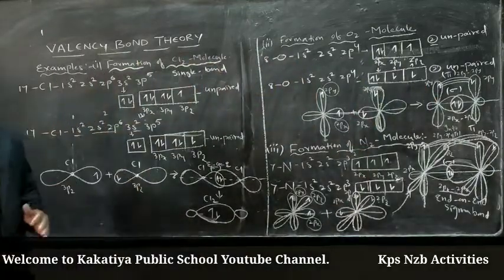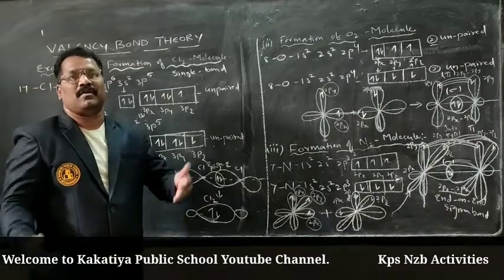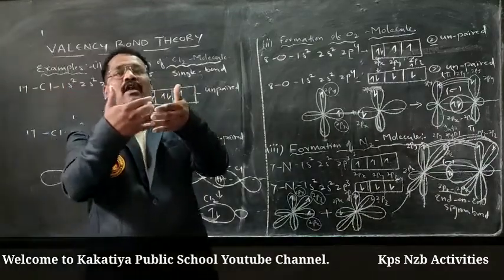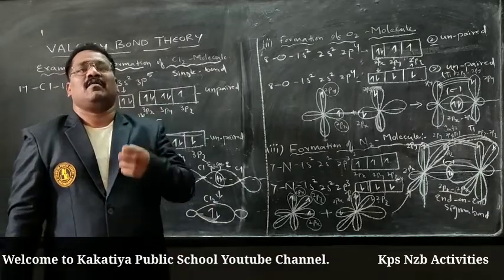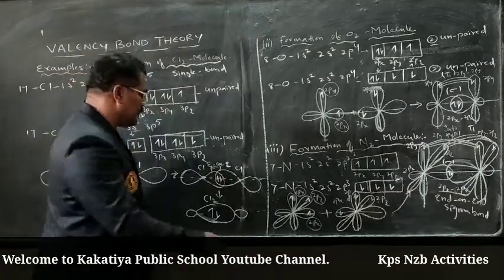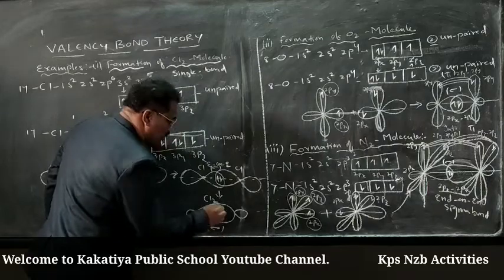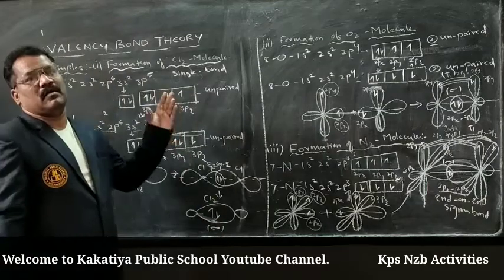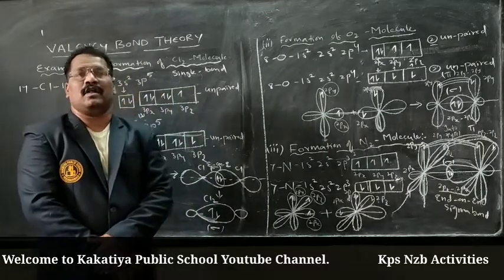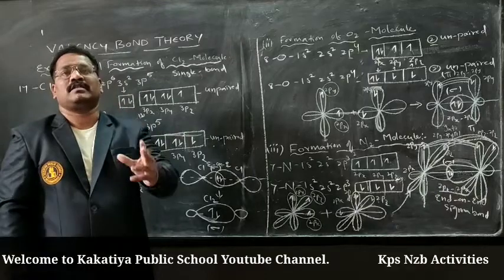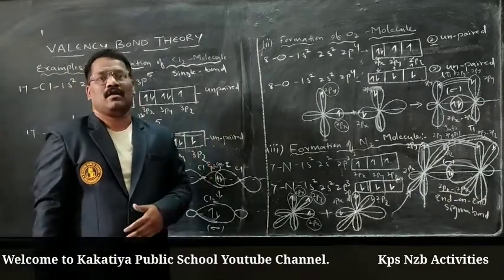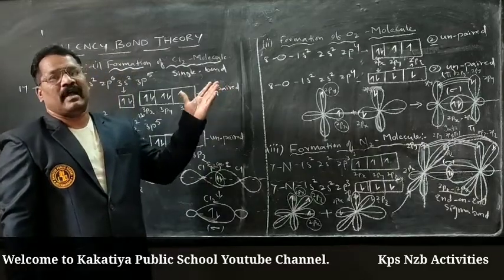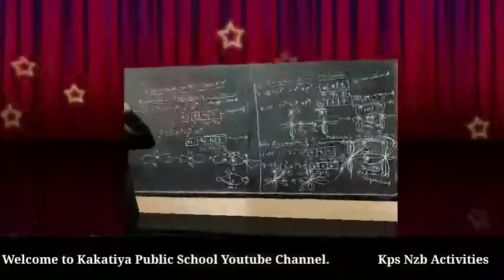When it comes to the chlorine molecule, only one bond will form, by end on end overlapping along the internuclear axis. That bond is called a sigma bond. By this, we have completed valency bond theory. Tomorrow we will discuss one more example of valency bond theory.